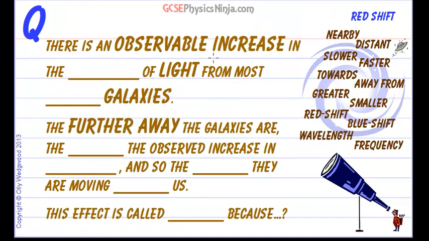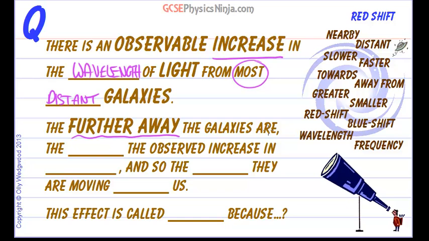There is an observable increase in the wavelength of light from most distant galaxies. The further away the galaxies are, the greater the observed increase in wavelength.